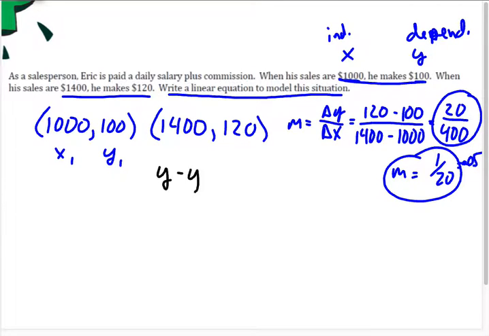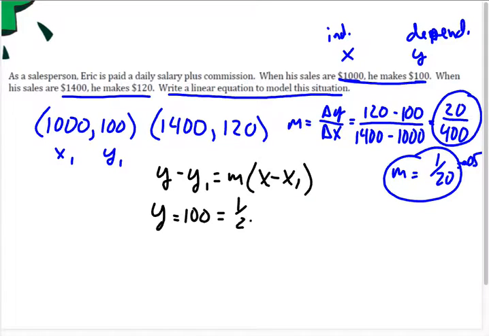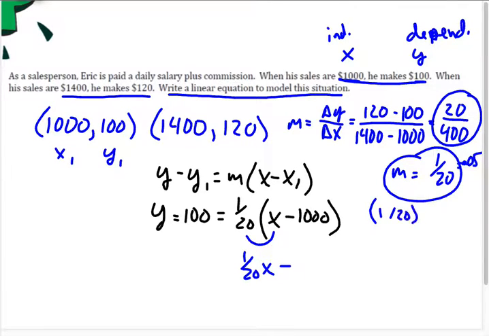So y minus y sub 1 equals m times x minus x sub 1. y minus, I said y sub 1 is 100, equals 1/20th times x minus 1,000. That's my x sub 1. And then we're just going to put it in slope-intercept form. So that's 1/20th x minus 1/20th on your calculator times 1,000 is going to give us 50. So that's negative 50.